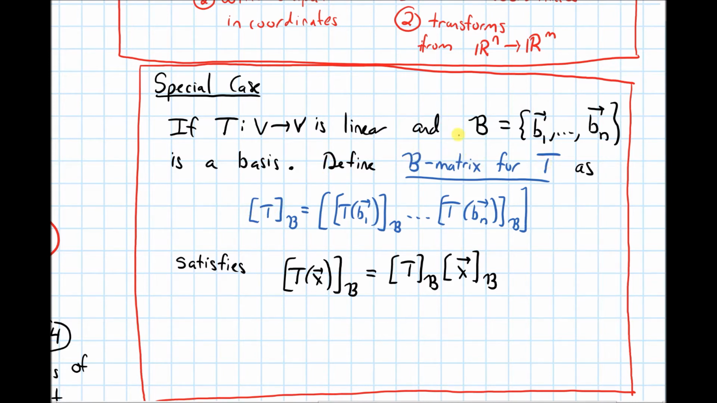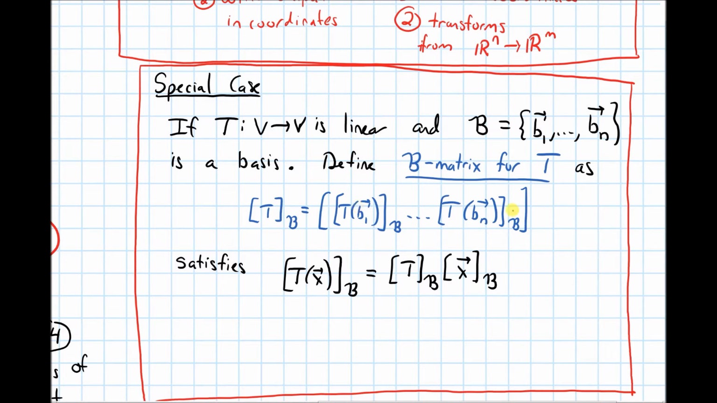So now there aren't two different bases. Because I just have one vector space V, I'm just going to be working with one basis for that vector space, which I'll call B. So then we just call this the B matrix for T. In the textbook, it also calls this the matrix for T relative to the basis B. So you might hear that terminology.